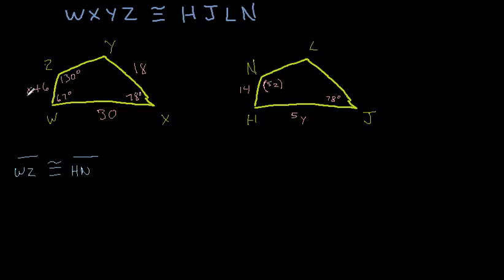And now the next thing that I can also say is that, hey, because line segment WZ equals the length of x plus 6, well, that equals 14. So all I really have to do to figure out what x equals is to subtract 6 from both sides, and I find out that x, in fact, equals 8.